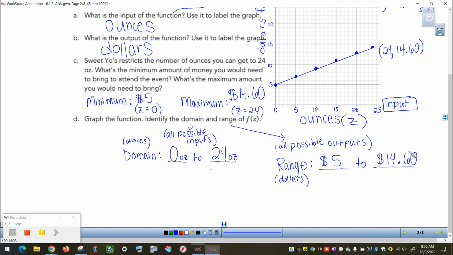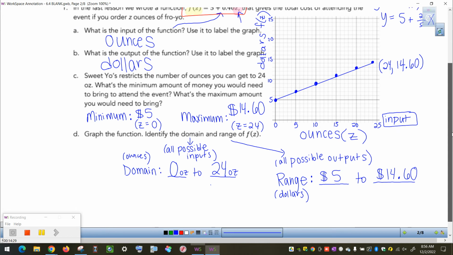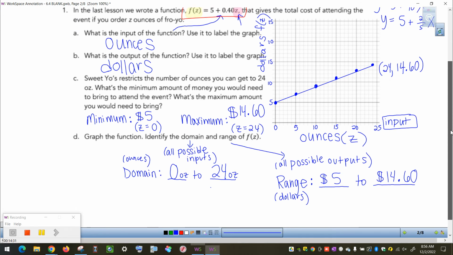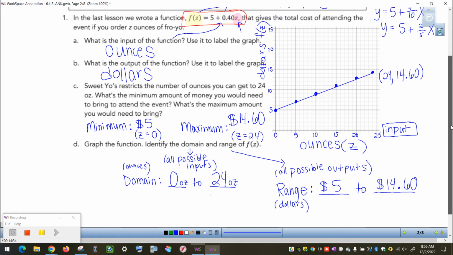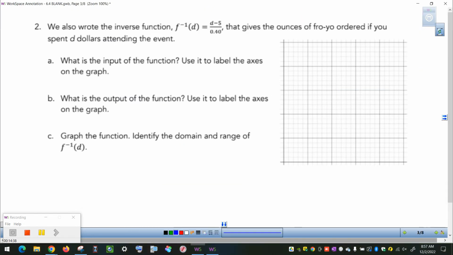All right, so that was doing some work and some analysis and looking at the graph of what we're calling our original function. So the original function is where we input ounces and we output dollars. Well, what we're going to look at now in part 2 is the inverse. So first off, this equation should look familiar. This is using the inverse notation here with a little -1. So that's how we know it's the inverse of our original function, f.